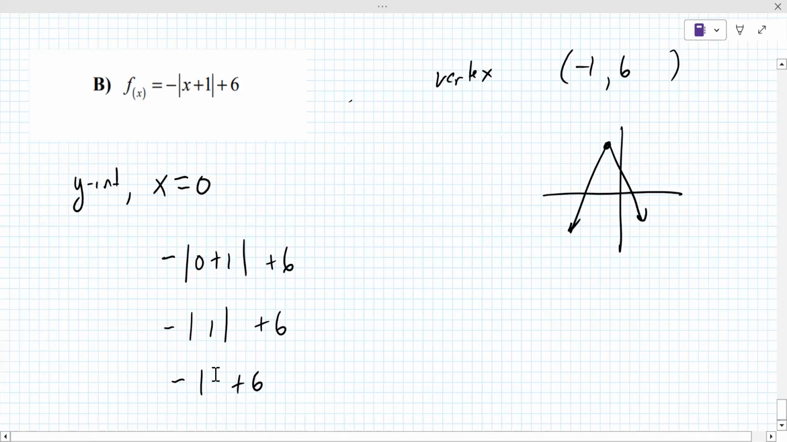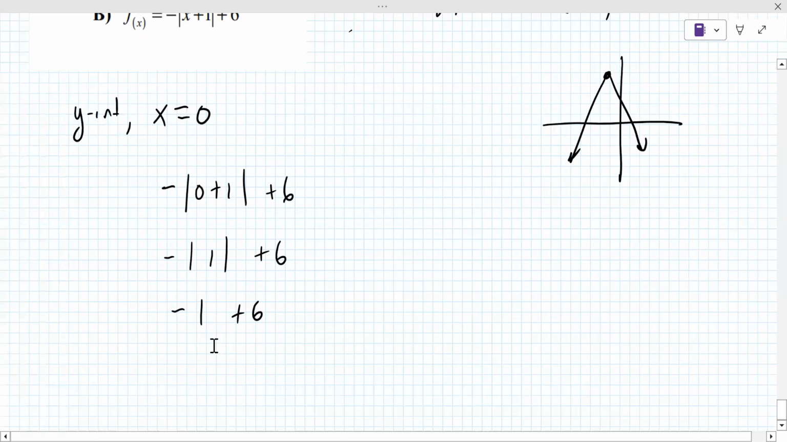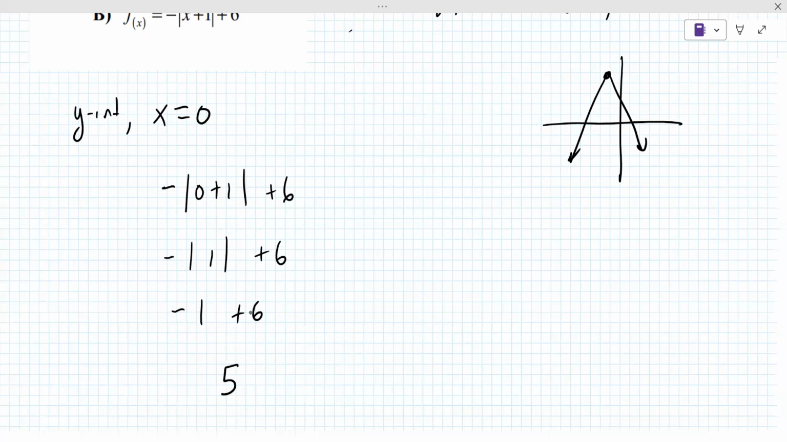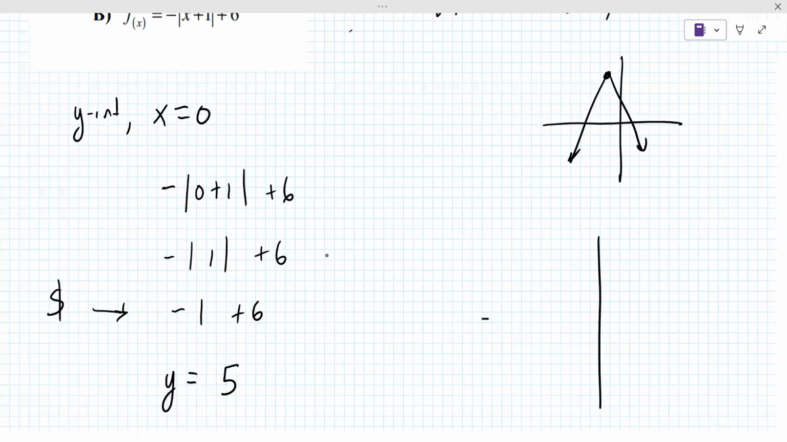So you wouldn't change it, so it'd just be +7? Nope, you owe someone $1, but you have $6. 5. Yes. Go the money route. Sounds like you kind of have that down. All right, so that's a y value of 5. So you can make a little better sketch now. You can say, okay, 0, 5 is your y-intercept, and we had -1, 6 as the vertex.